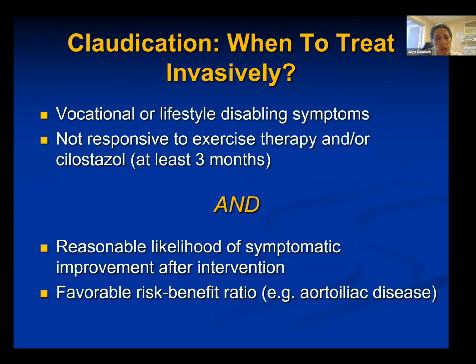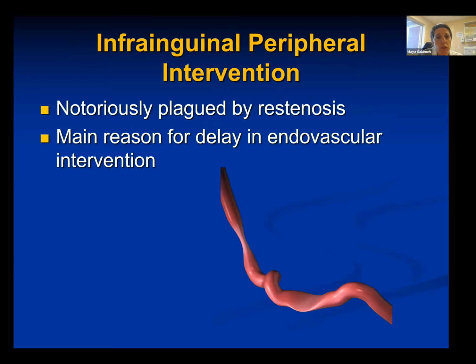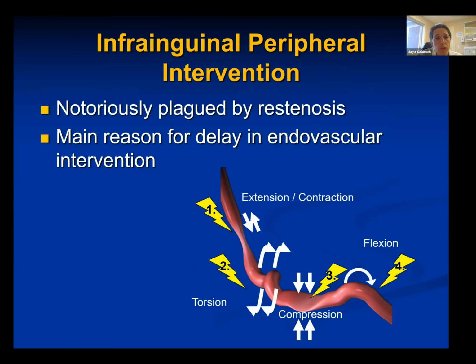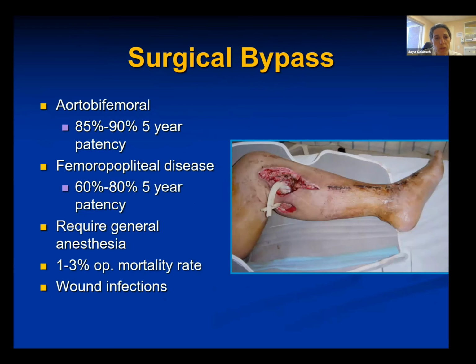You also want to make sure that there's a good likelihood the patient will get better after the intervention. And then we also look at risk-benefit ratios in terms of location of disease. If it's aortoiliac versus SFA disease, that can change that risk-benefit ratio. The truth is that peripheral intervention, which is very useful for patients who have non-healing ulcers or for limb preservation, is still a problem in terms of restenosis. And that's really the main reason why we try to delay endovascular intervention in claudicants, because of this issue of restenosis in the peripheral arteries.